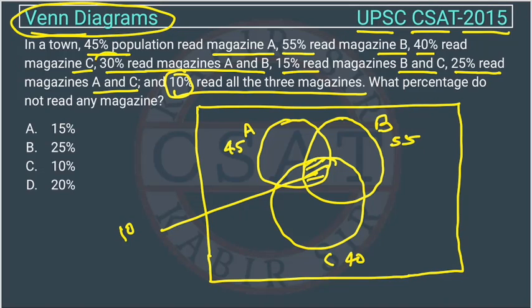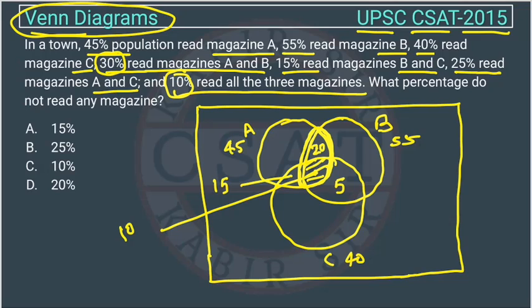And now here 30% read magazine A and B. So this area is representing the persons who are reading magazine A and B, right? So this is given 30%. We know this is 10%. So the remaining here will be 20. Similarly, they have given B and C is 15. This is 10, so this will be 5. And A and C they have given is 25. 10 is here, so this will be 15.